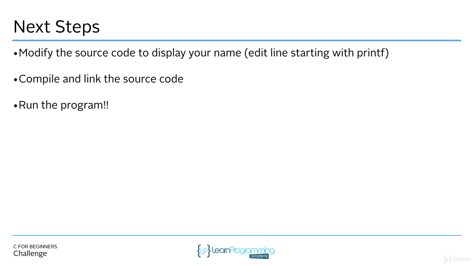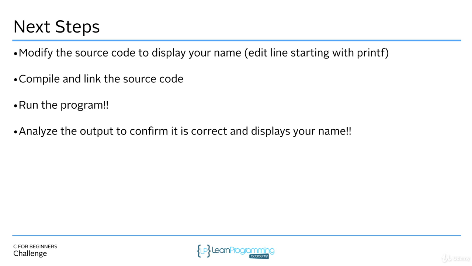If you were successful in compiling and linking the source code, then you want to run the program. You want to execute it. Again, this is just another menu option in the IDE in CodeBlocks. Once you run the program, it's going to display a new console, the DOS prompt, that little black window. You need to analyze the output to confirm that it's correct. If it doesn't display your name, then you're going to have to repeat this process.